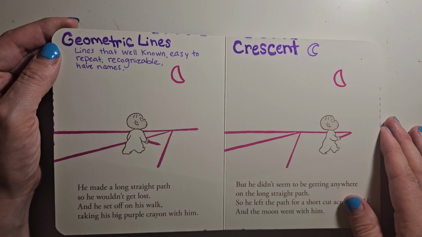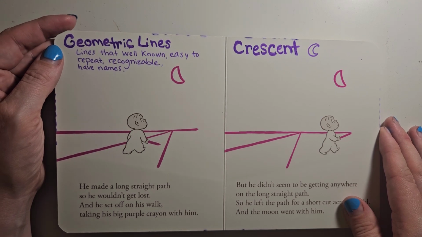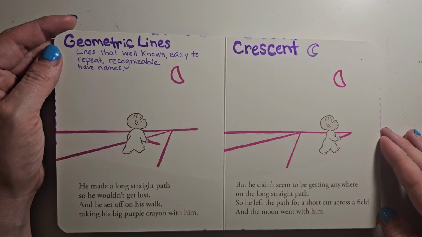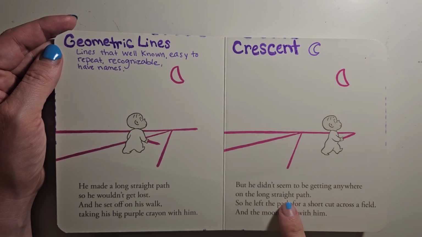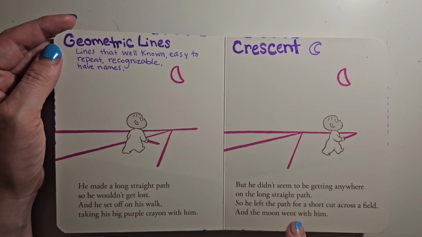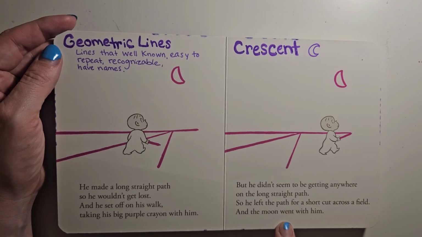Harold made a long straight path so he wouldn't get lost, and he set off on his walk, taking his big purple crayon with him. But he didn't seem to be getting anywhere on the long straight path, so he left the path for a shortcut across a field, and the moon went with him.